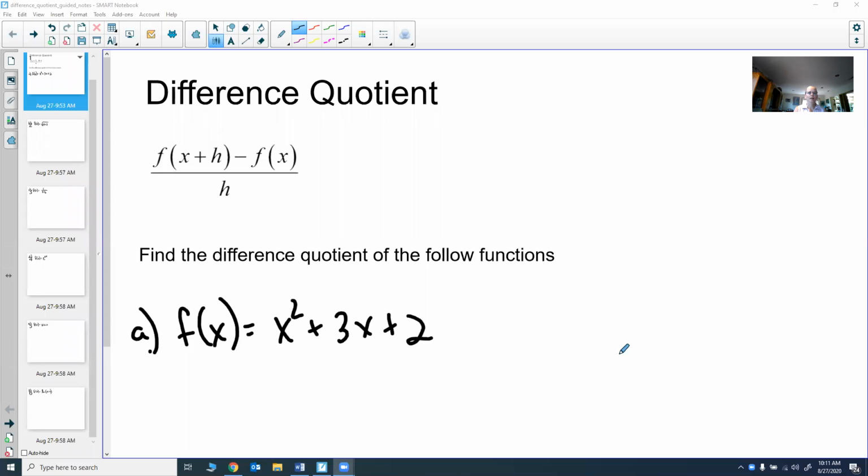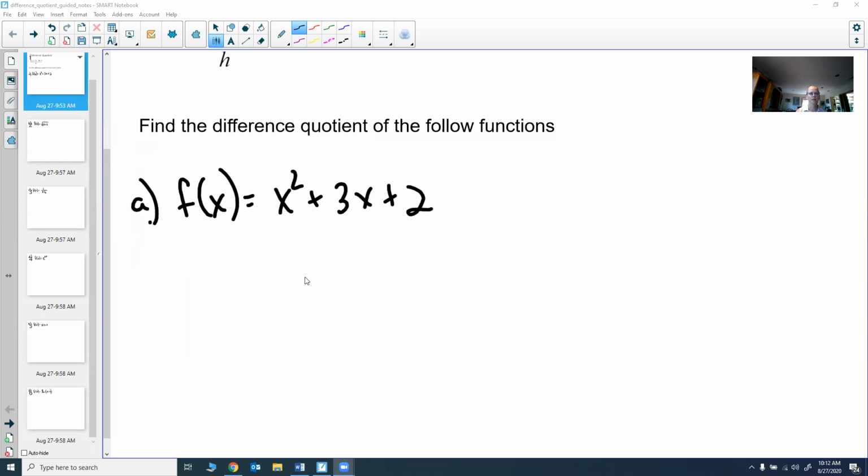This video is going to talk about how to find the difference quotient for different functions. The difference quotient is right here, it's f of x plus h minus f of x all over h. It becomes very important in calculus, and so we spend a little bit of time working on it. So I'm going to do some examples of finding difference quotients for the following functions.